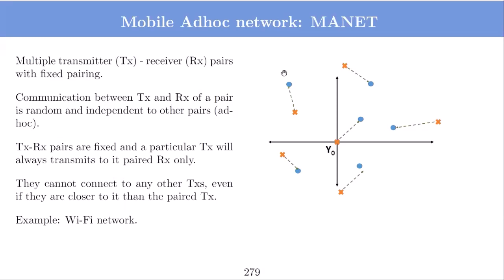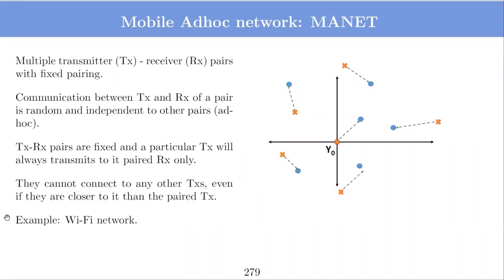It means a transmitter is paired with a particular receiver only, and they transmit and receive with one another only. Even if there is another receiver or transmitter close by, it's only listening to this transmitter. Communication between transmitter-receiver pairs is random. Sometimes it occurs and sometimes it doesn't, but it's independent of the other pairs. That's why we call it ad hoc. And these pairs are fixed. A particular transmitter will always transmit to its paired receiver only, and the receiver cannot connect to any other transmitter, even if it is closer than the paired transmitter.